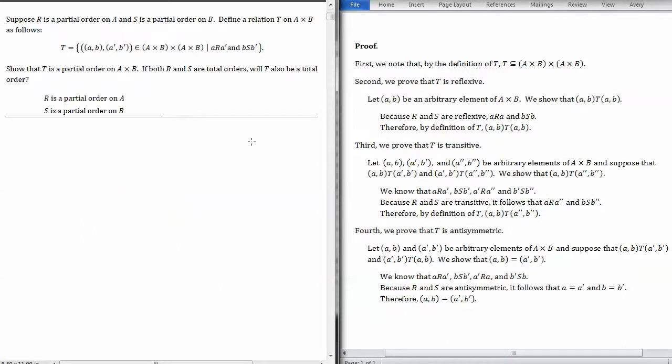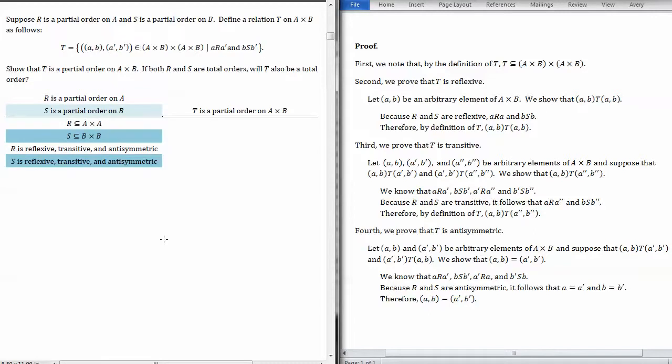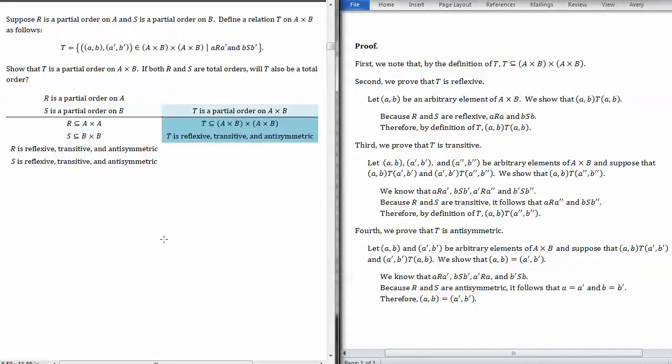Okay, so that's sort of what T looks like. Let's work out the logic. It'll take a little while, but it's good practice. So we know that R is a partial order on A and S on B. We want to prove T is a partial order on A times B. Now that means that R, first of all, is a relation on A, and it's reflexive, transitive, and antisymmetric. Same thing for S. S is a relation on B, which has those three properties. And same thing for T. All right, T is a relation on A times B.